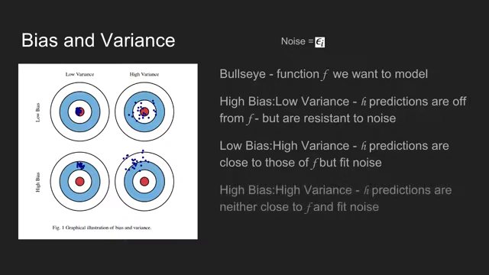And finally, what can happen is we just fail on both ends, and we get high bias and high variance, where we're really far off, and then we're basically overfitting to the noise. We're basically fitting noise more than the actual function in this formulation that I showed earlier.